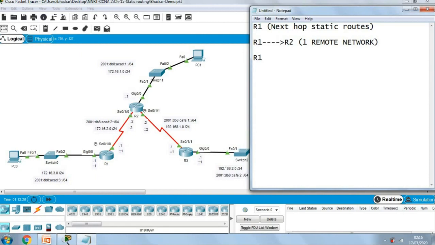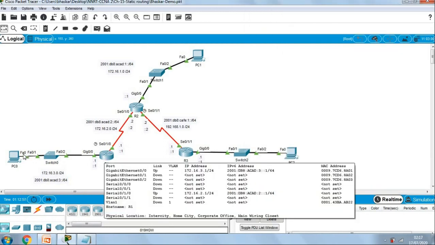I want to communicate from R1 to R2 LAN. That is the first question. And the second one is from R1 to R3 LAN. Okay. So if you go here, how many remote networks are there? That is the question. Okay. So just for understanding, I'm going to hold here. Please tell me how many remote networks are there to reach from R1 to R3 LAN.